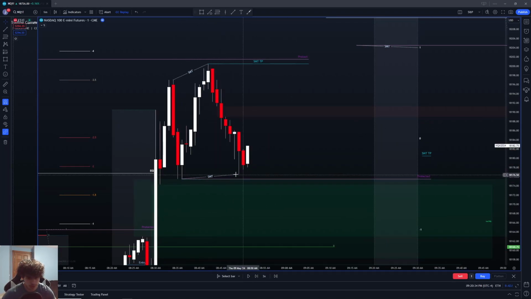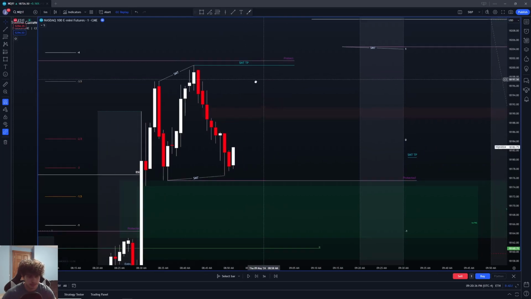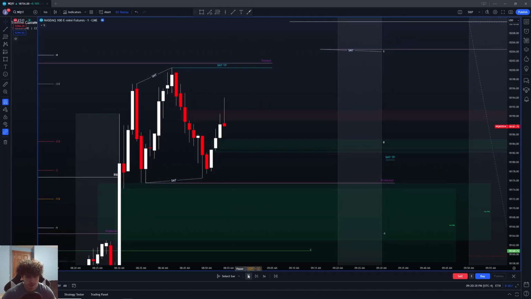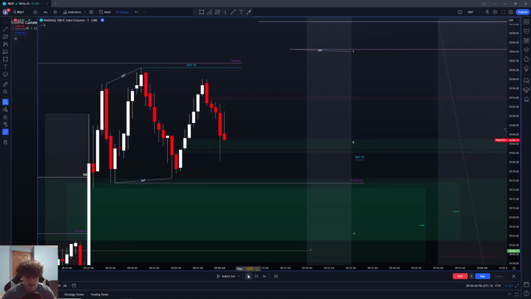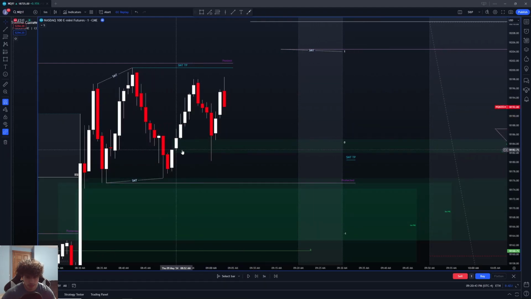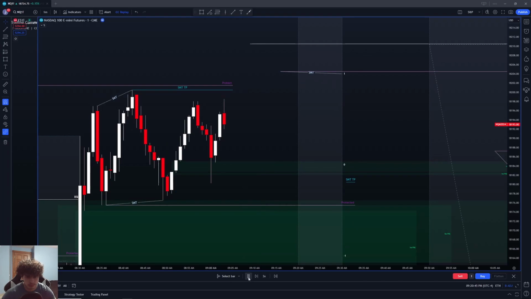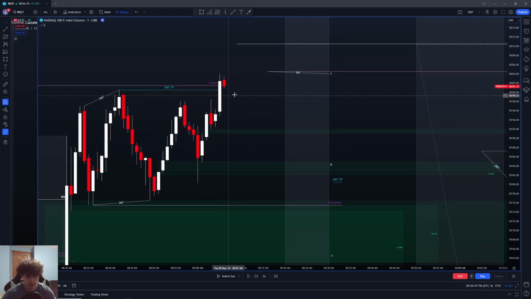This is a protected low. This should not get taken until this gets taken. So we should expect to move up here. We come down, tap into these 1 minutes. And then we go up higher to take both of these out. Okay?